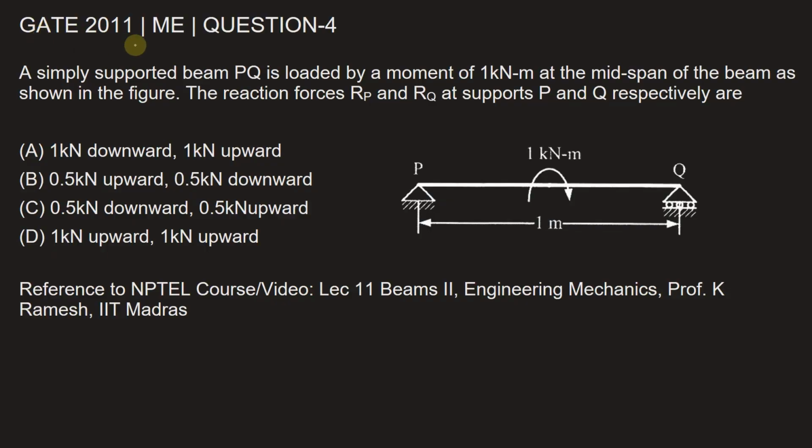This question is from GATE 2011, Mechanical Engineering paper, question number 4. A simply supported beam PQ is loaded by a moment of 1 kN meter at the midspan of the beam as shown in the figure. The reaction forces Rp and Rq at the supports P and Q respectively are. Let's see how the support reactions will be found out here.